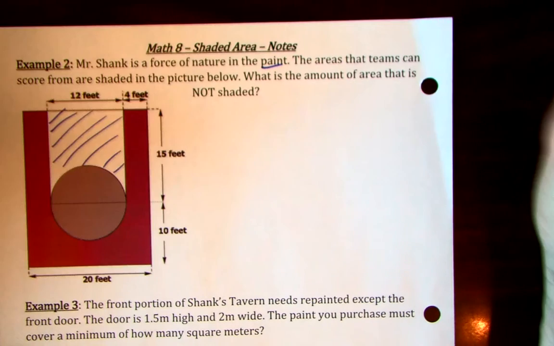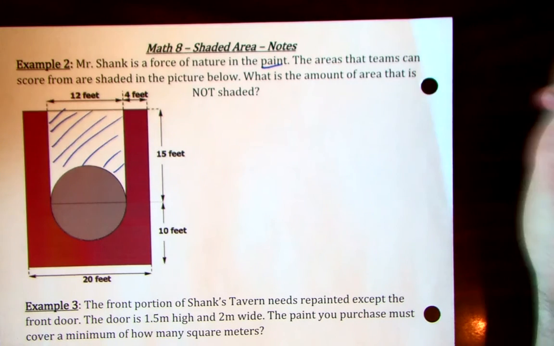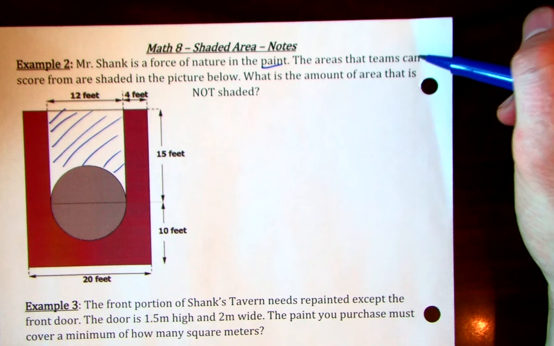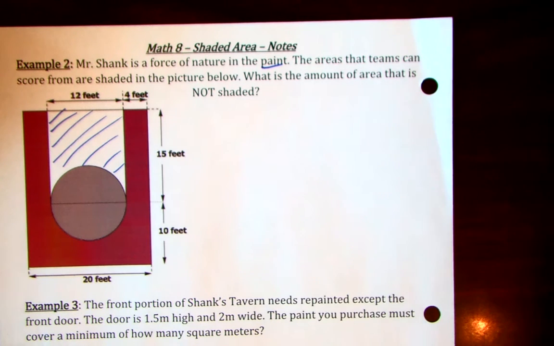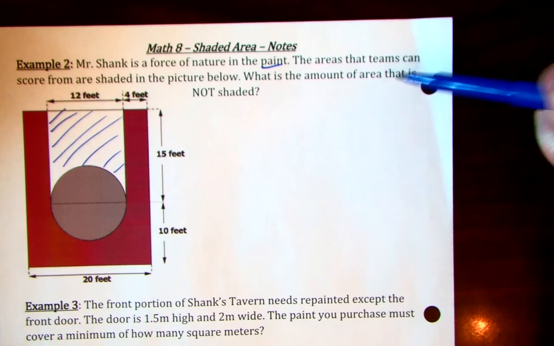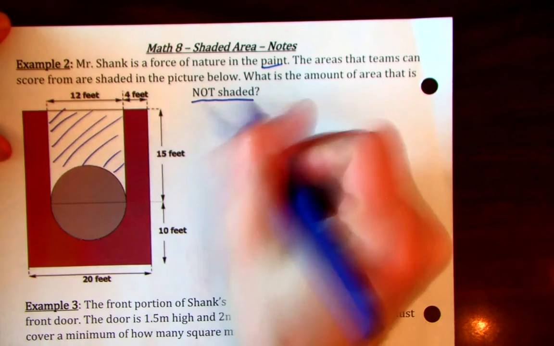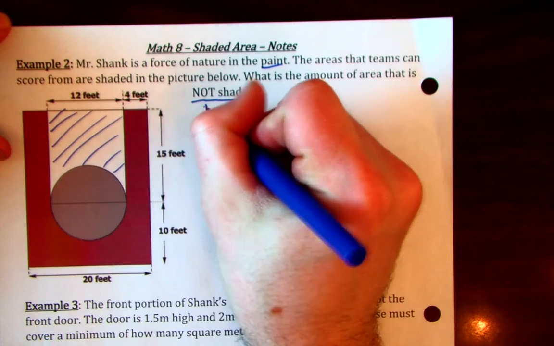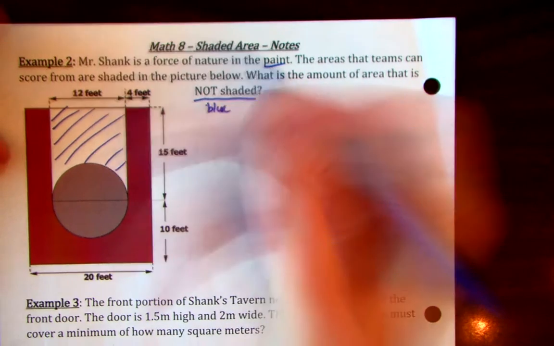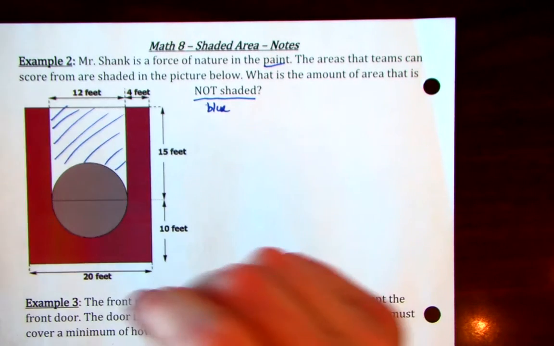I'm an all-star in the paint, and the only areas that teams can score on me are in this outside colored shaded area. What is the amount of area that is not shaded? Meaning, which one is now shaded blue? I only do this to make it a little bit simpler or easier to see.